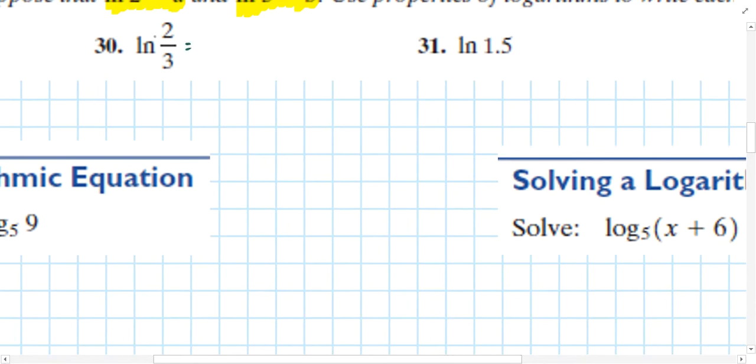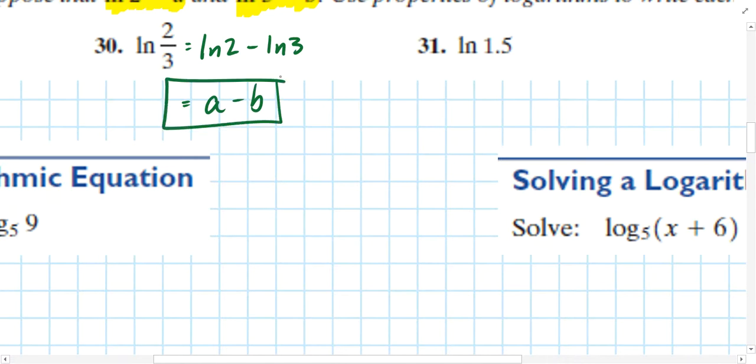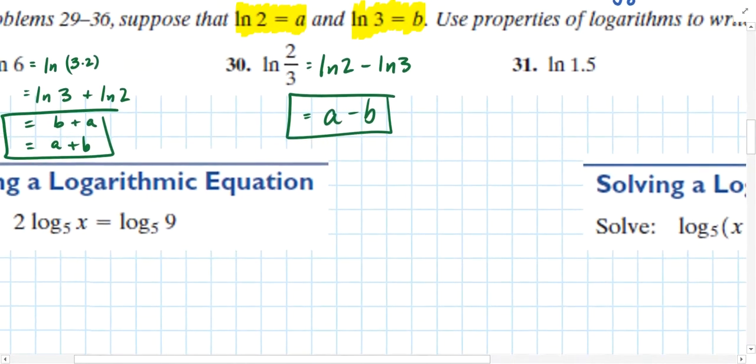In number 30, we need to recognize that the quotient inside the logarithm's argument can produce two logarithms, the natural log of 2 divided by the natural log of 3. This time order matters though. Oops, sorry, I'm misusing that rule here. Order does matter, let me reiterate that, but it's not going to create a quotient of logarithms. Instead, it creates a difference of logarithms. And again, order matters because we have to start from the top and work our way down. So we want the natural log of 2 minus the natural log of 3, which in this case is a minus b. It could not be b minus a.